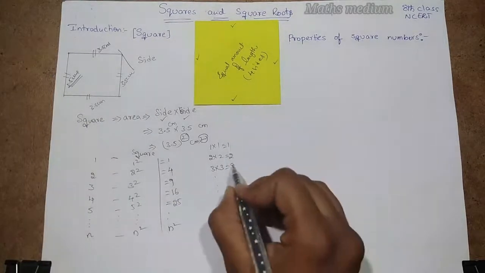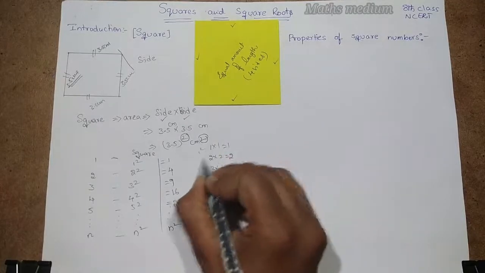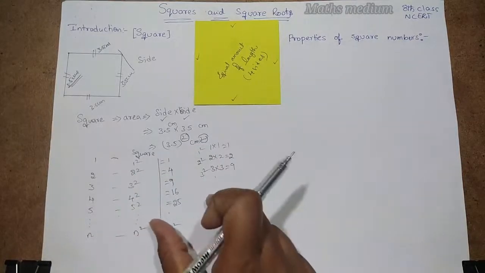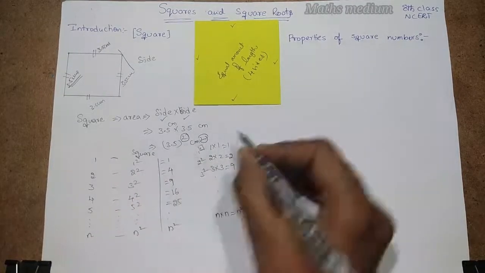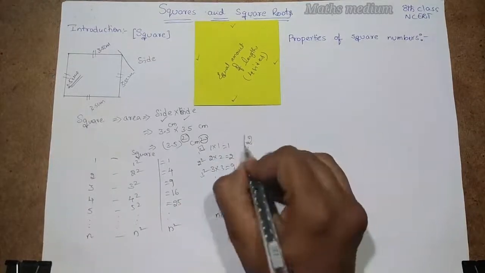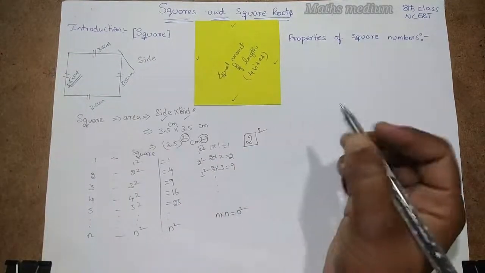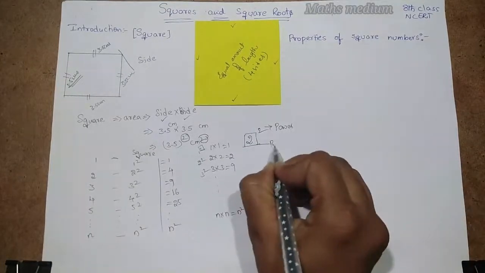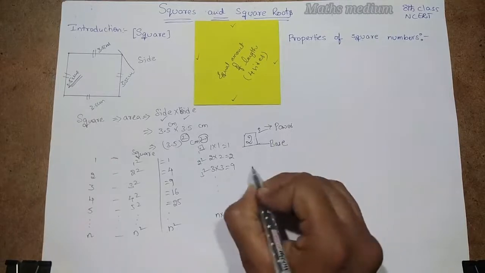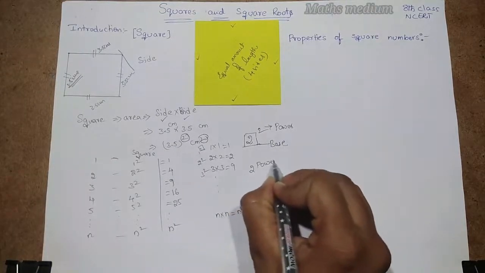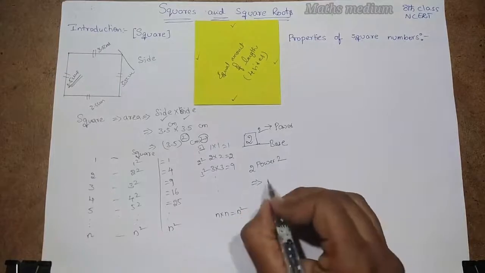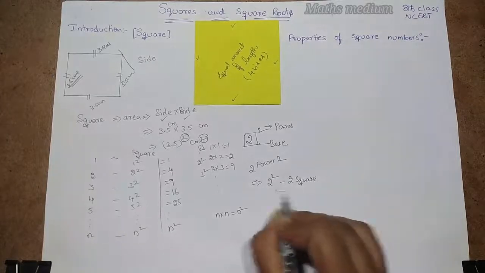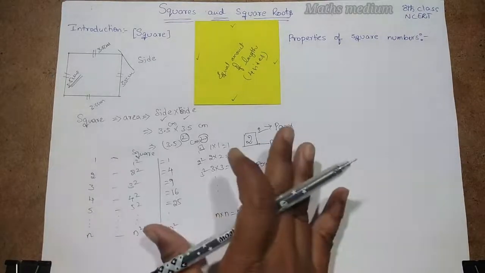We denote it as 1 square, 2 square, 3 square. These are the representations of the square. The small number at the top means power. This is the base, and the small number is the power of the number. We can also pronounce it as 2 power of 2, but generally we pronounce it as 2 square. This is the pronunciation and representation of the square.